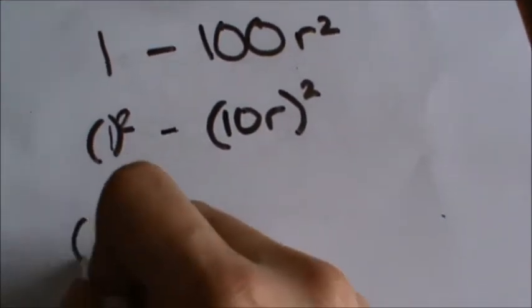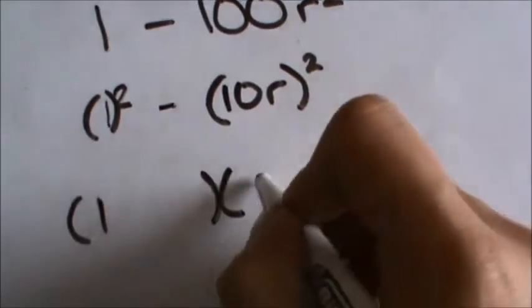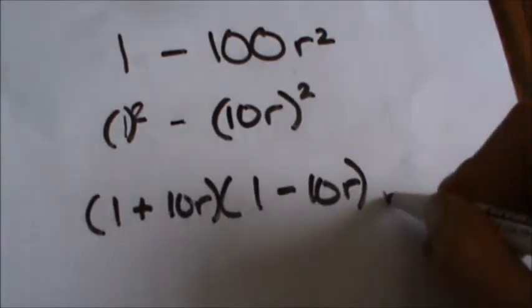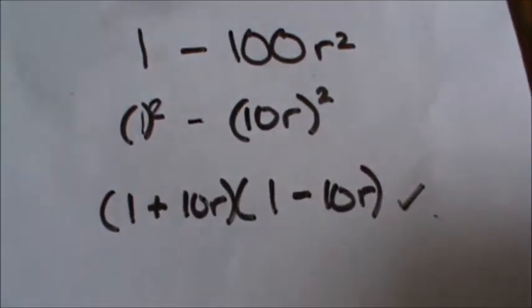Now, difference of perfect squares rule says 1 goes first, 10r goes next. I'm going to put an addition sign here and a subtraction sign here, and I'm done. That is factorable with the difference of perfect squares rule.